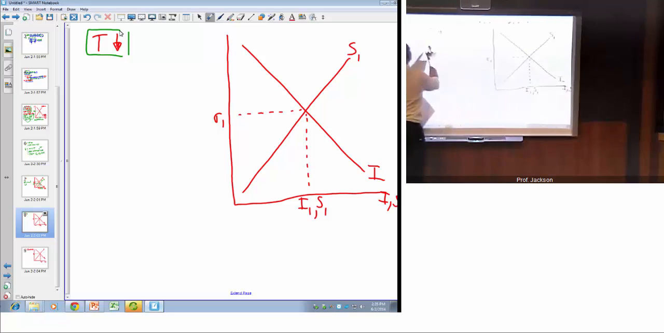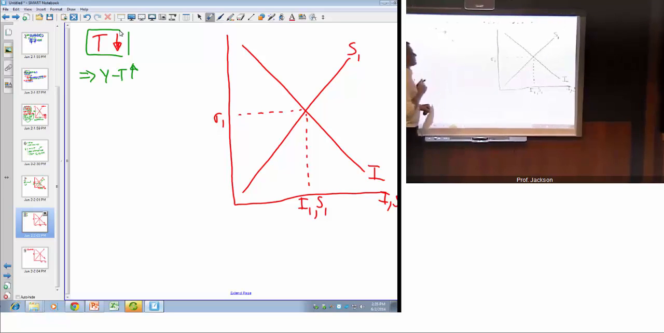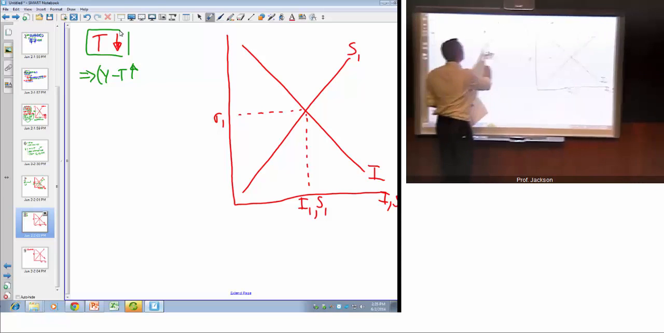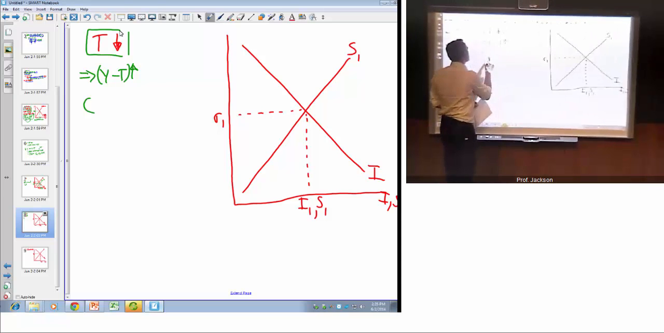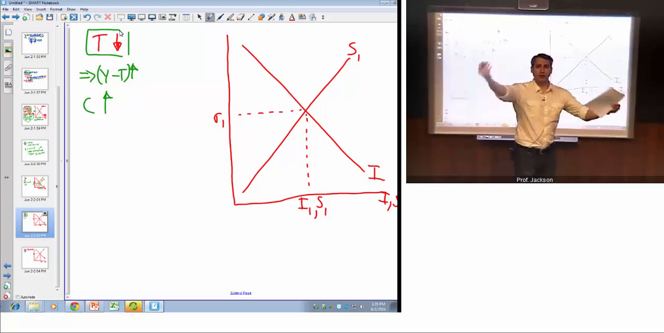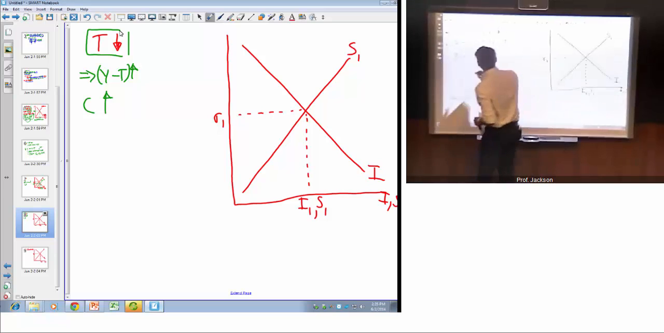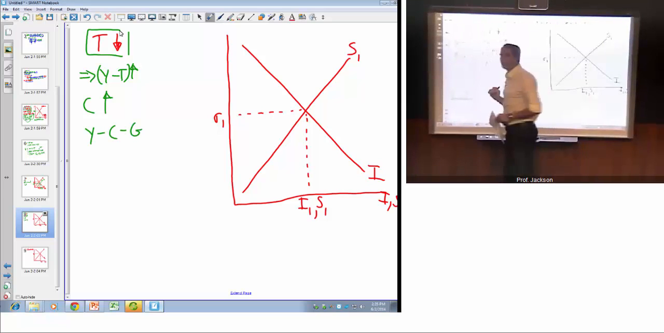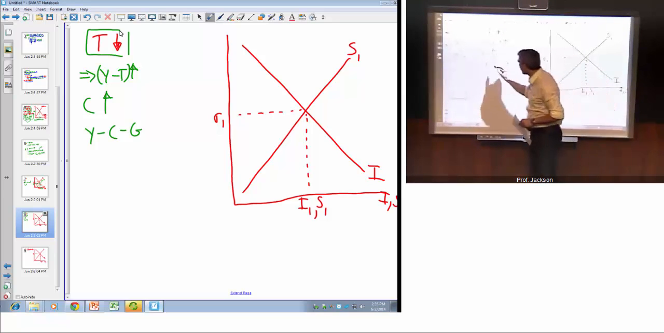And so if we think about the decline in taxes, that means that people are going to have more money in their pocket. So disposable income is going to go up. If disposable income goes up, that means that people are going to want to buy more things and consumption is going to rise. And when consumption goes up, what happens to national savings? Well, we have the minus sign right there. So when consumption goes up, saving is going to go down.